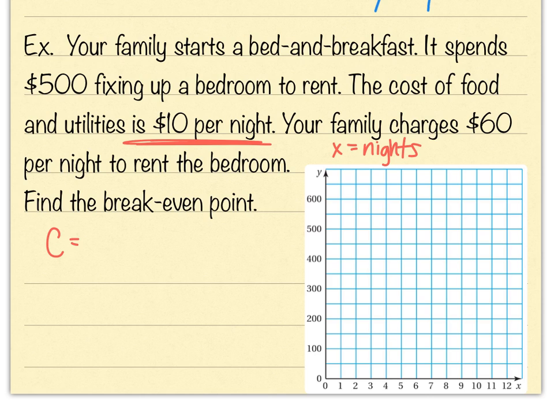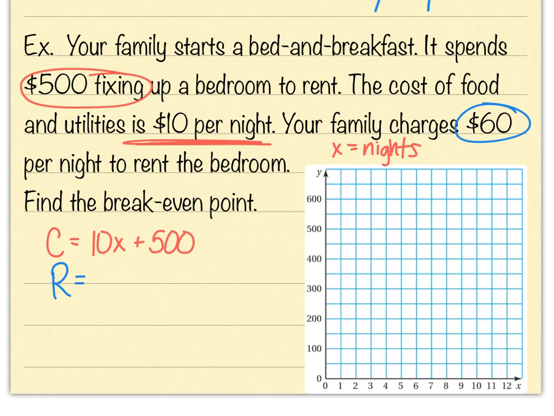It costs us $10 a night to feed and water bill and all that stuff for the people that are staying in the bed and breakfast. And then it cost us originally $500 just to fix up the place, and that was just a one-time cost. So that's going to be our y-intercept. And then our revenue equation is that we are charging them $60 per night, so that would be 60x.